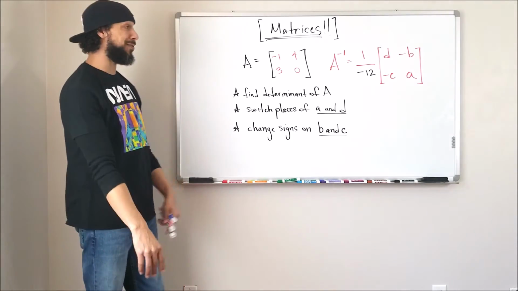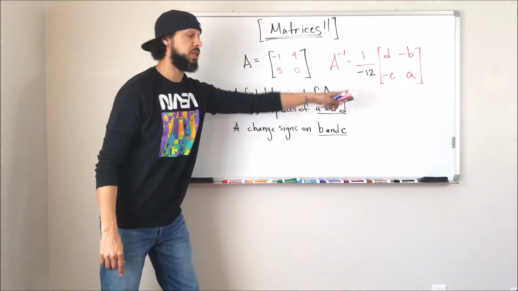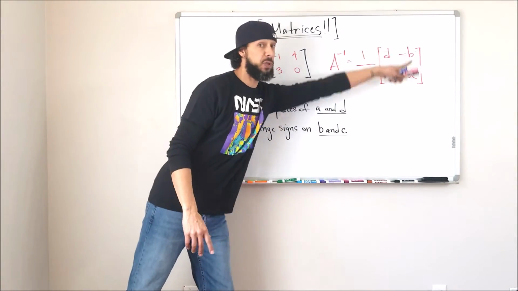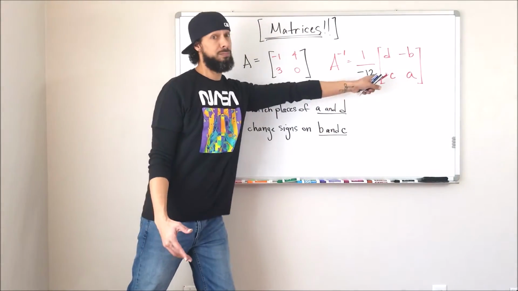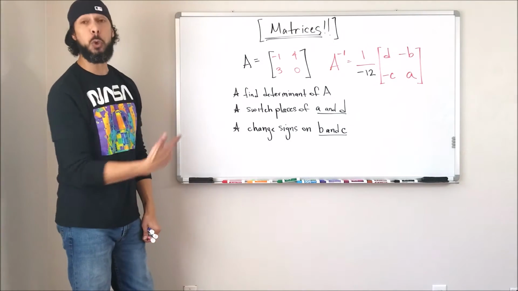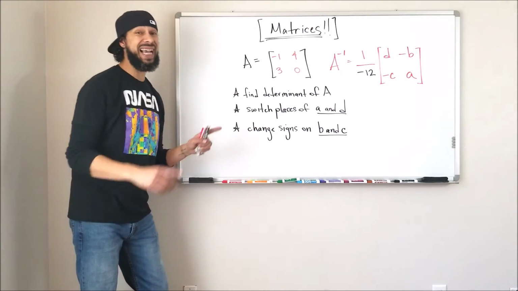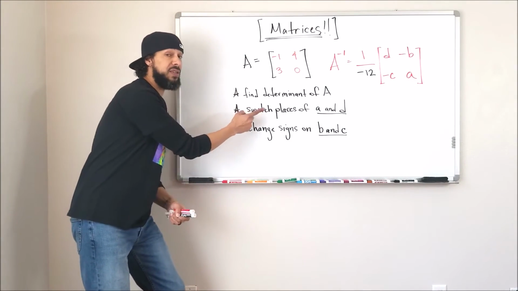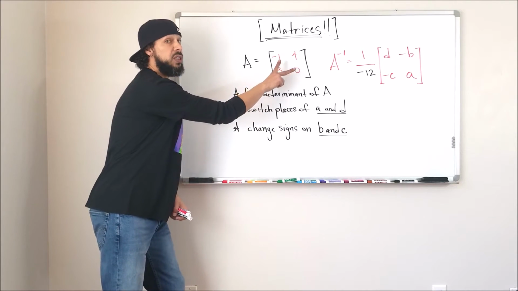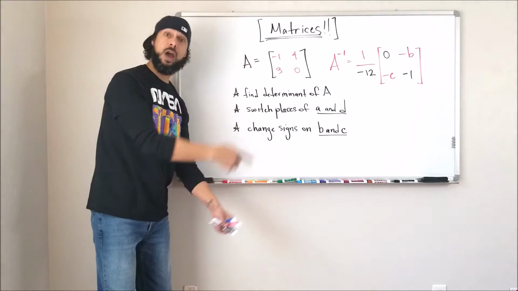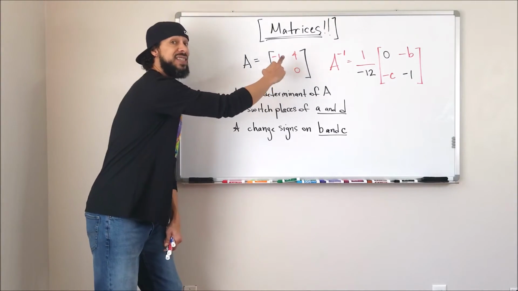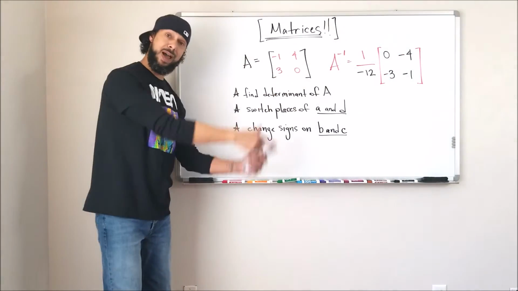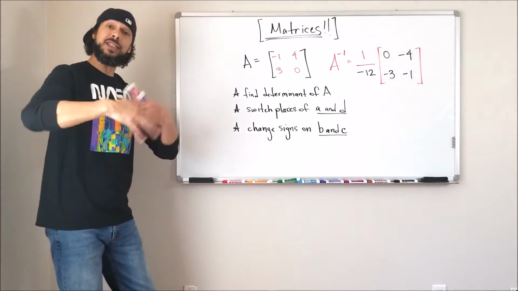Negative 12, exactly right. Now, I'm going to go about this one of two ways. I'm going to multiply all of those things by 1 over negative 12, or divide each one by negative 12. Now I have to switch the places of A and D. Take these two things, switch their places. And now I'm going to take these two and switch their signs. Now let's clean up a little bit.